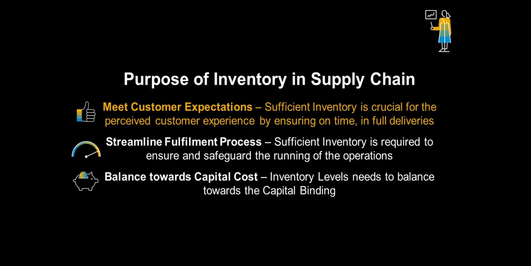Before we turn to the actual system demonstration, we will discuss a few concepts. Inventory has its clear purpose in a supply chain context. It allows the inventory holder to meet customer expectations by ensuring on time, in full deliveries. The inventory helps streamlining the fulfillment process, as sufficient inventory safeguards the operations. You also need to balance inventory levels against cost of capital.